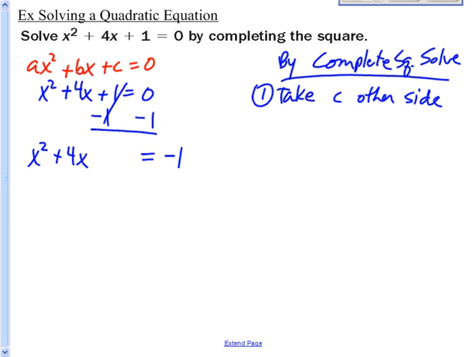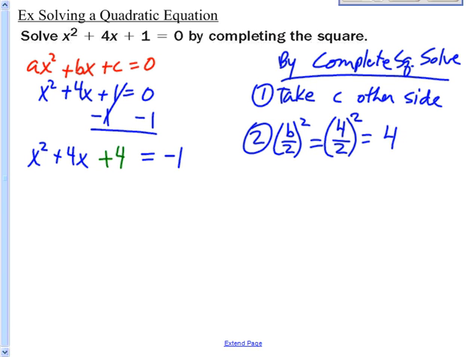Now, what I want to do with this left-hand side is factor this thing into a perfect square. So go ahead and complete the square with x squared plus 4x. I take my b term over 2 and square it. In this case, it's 4 over 2, which is 2, and I square it, which is 4. That's what this has to be. I have to have a 4 right here to make this factor into a perfect square.